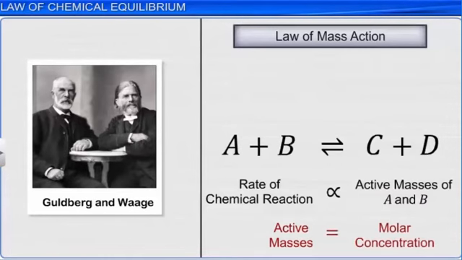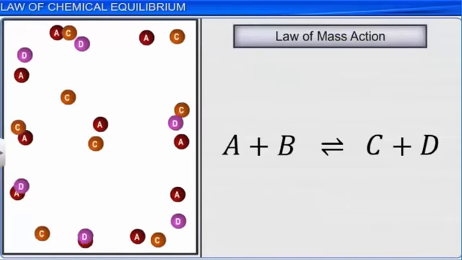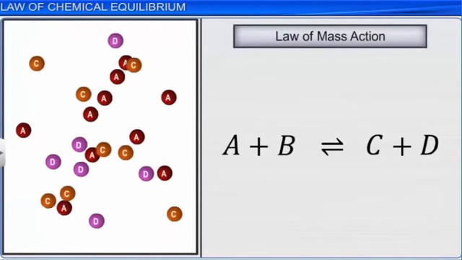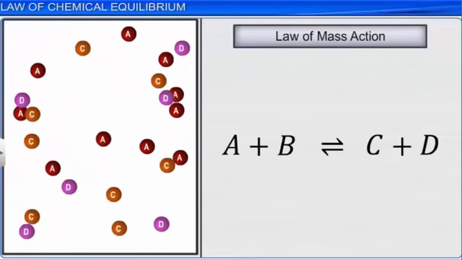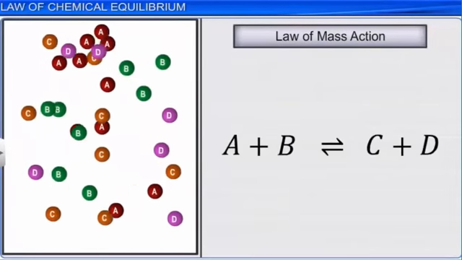In the early days of chemistry, concentration was called active mass. Hence, this law is known as the law of mass action. Let's see how it applies to the equilibrium state of a reversible reaction occurring in a homogeneous system at a given temperature.